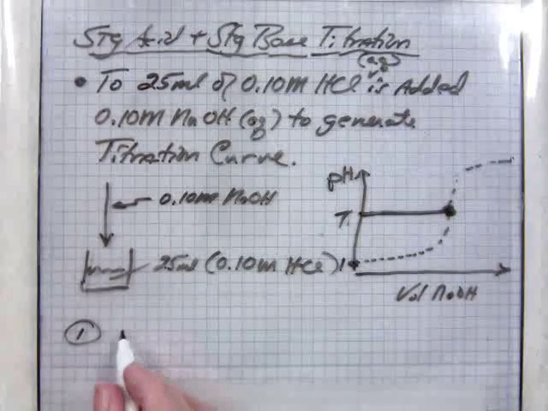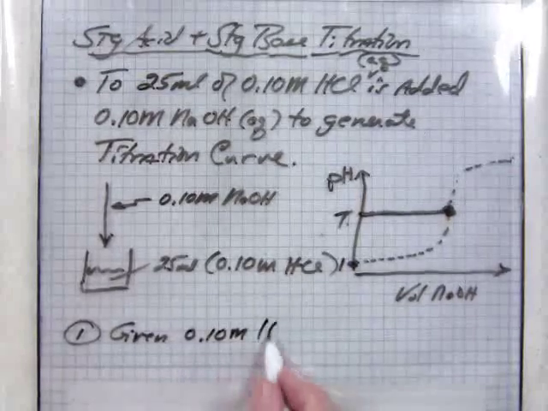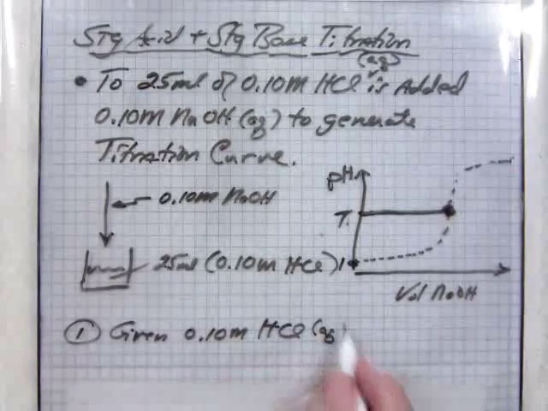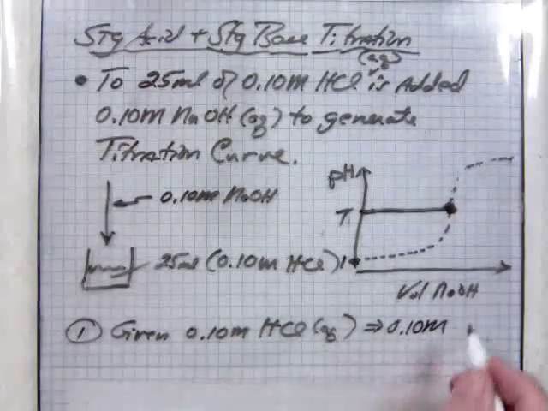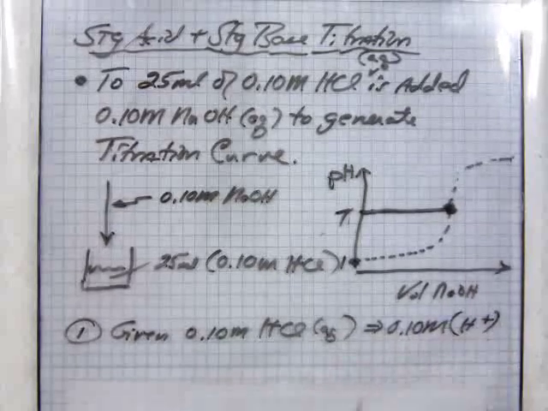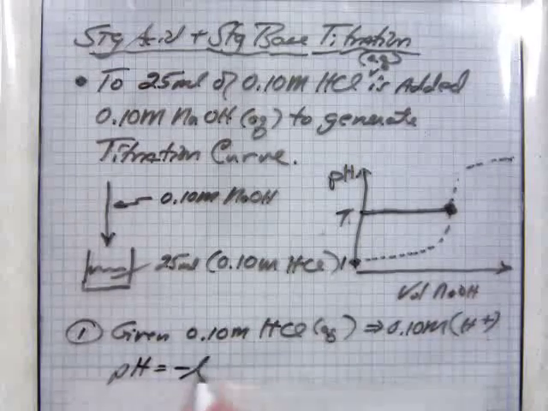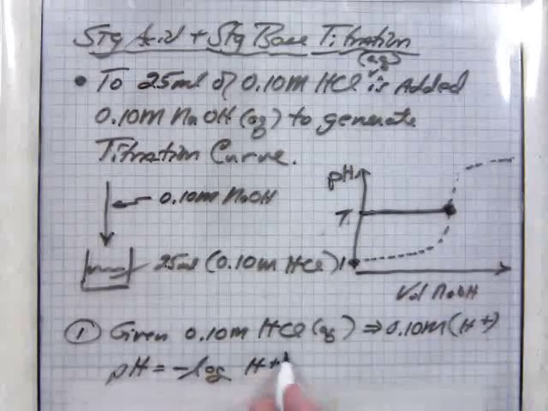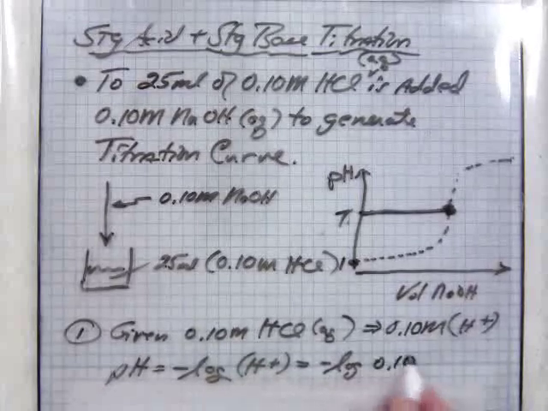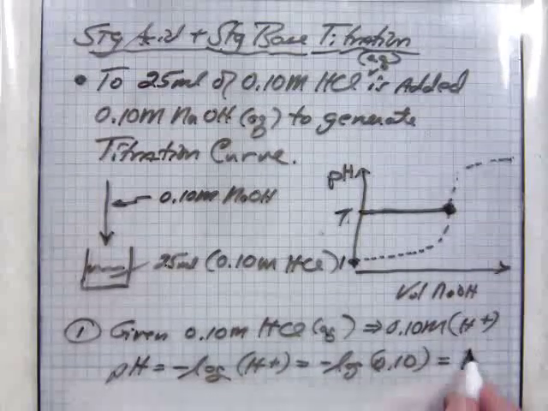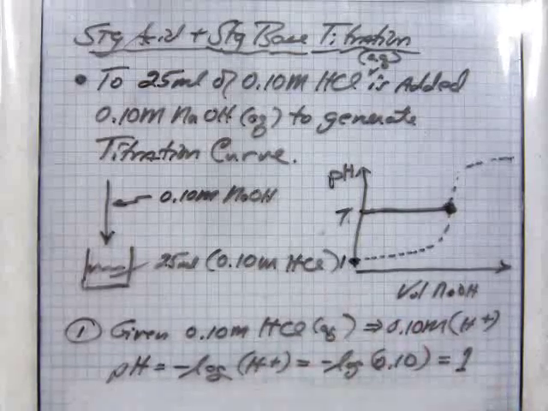So we're given a 0.10 molar HCl aqueous solution, and of course this is going to give you 0.10 molar in the hydronium ions. So taking the pH equals the minus log of the hydronium ion concentration, minus log of 0.10 will give you 1. So that's where we're starting in this titration.